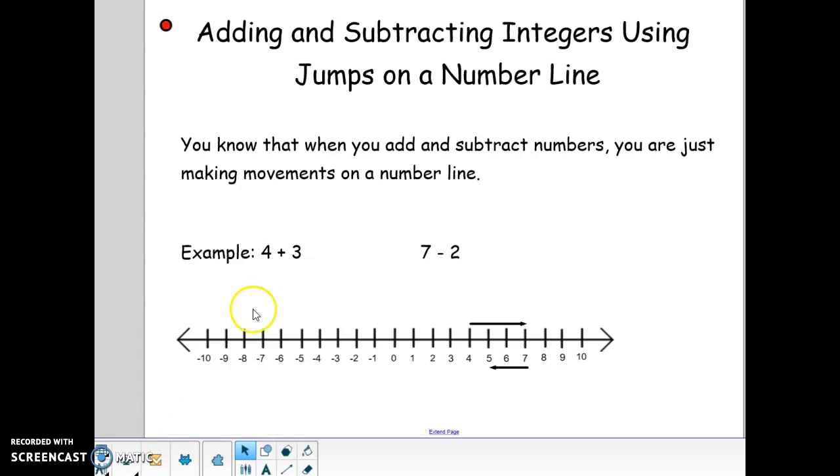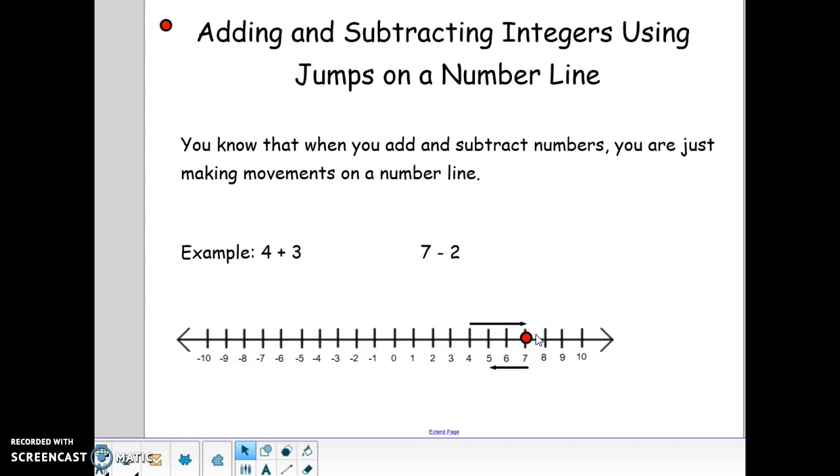So here's my first example. I have here the number 4. I add 3 to it, and we know that 4 plus 3 is 7. But I'll show you how that works using movement on a number line. I start at 4 on the number line. I'm going to add 3 to it. When I add a number on the number line, I'm going to move right, so I'm going to move forward 3 spots. I go 1, 2, 3.